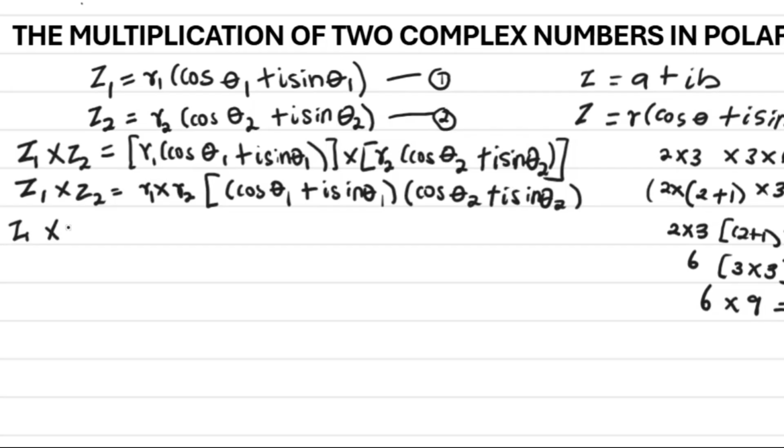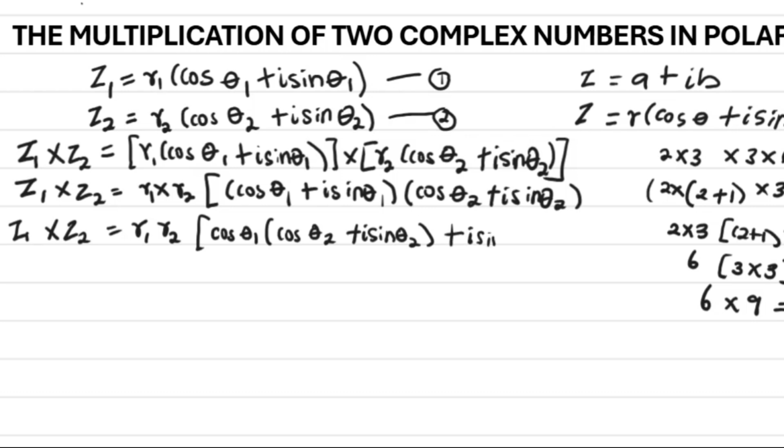So now let's continue. From here, Z1 times Z2 will give us R1, R2. Then we use this to open the bracket: cos theta 1 into (cos theta 2 plus i sine theta 2). Then we use i sine theta 1 also to open the bracket: i sine theta 1 into (cos theta 2 plus i sine theta 2).